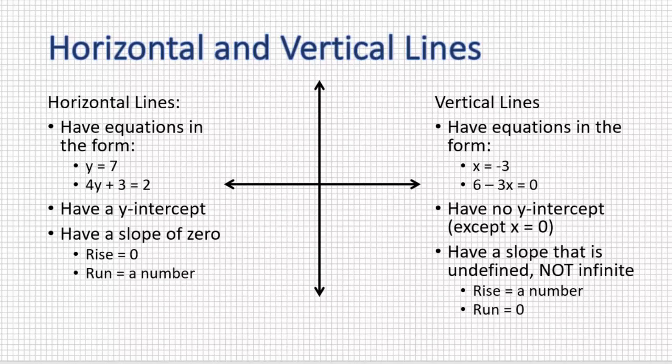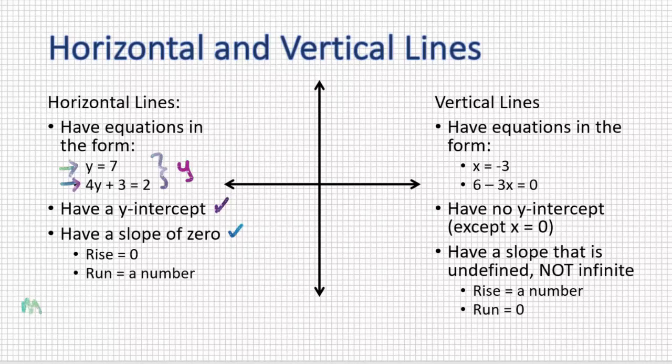So horizontal lines have equations that look like this. It might be y is equal to 7 or 4y plus 3 is equal to 2. What do they have in common? The only variable we see here is a y. Horizontal lines do have a y-intercept, but they have a slope of 0.